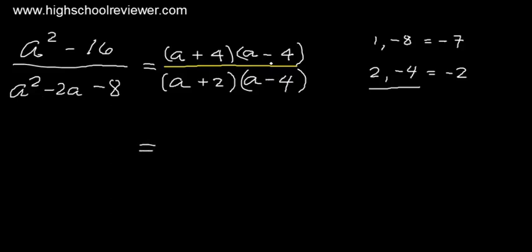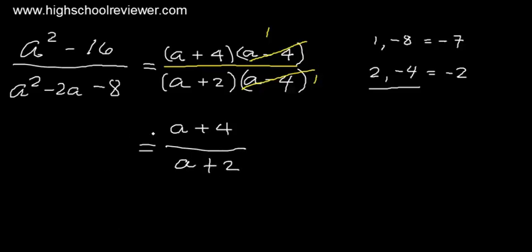And looking at our numerator and denominator, we can see now that there are terms that we can cancel out. A minus 4 and a minus 4, they are the same. We can divide this, so this will now be 1. And then what will be left is the quantity a plus 4. So we will have here a plus 4 all over a plus 2. Therefore, a squared minus 16 all over a squared minus 2a minus 8 is now equal to a plus 4 all over a plus 2. And this is our final answer.